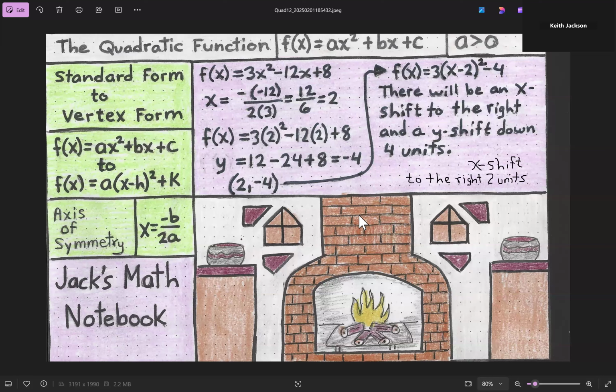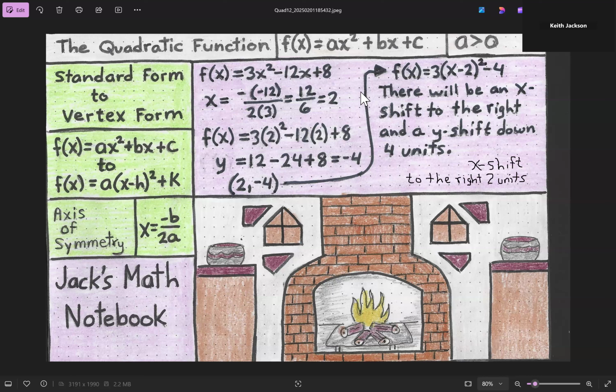This is the second video in which we're going to transform the standard form of a quadratic function to its vertex form, and we're going to do that by using the axis of symmetry to help us make that transformation, keeping in mind that the standard form of a quadratic function is f(x) = ax² + bx + c, and we're going to move that to its vertex form, which is f(x) = a(x − h)² + k.